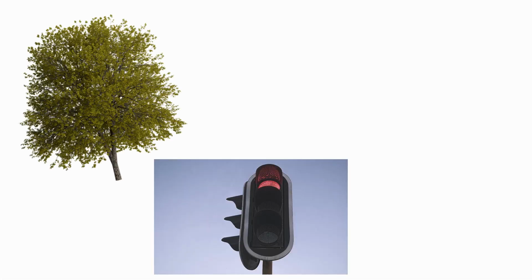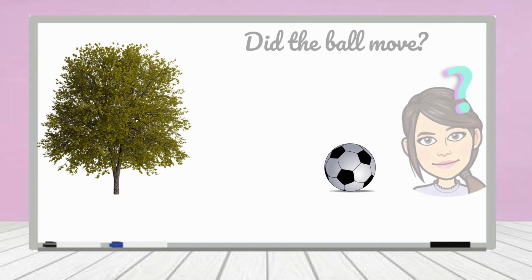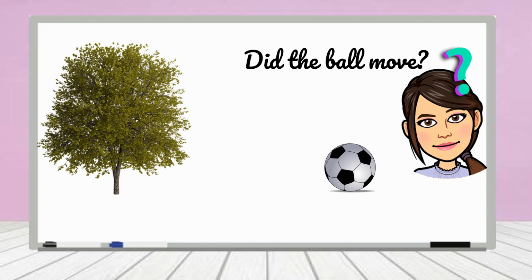For example, we use a tree, we use traffic lights, or houses as a reference point. For example, we have a tree, and on the tree we have a ball. Watch what will happen to the ball. Did the ball move? Yes, it moved because it changed its position from being under the tree away from the tree.